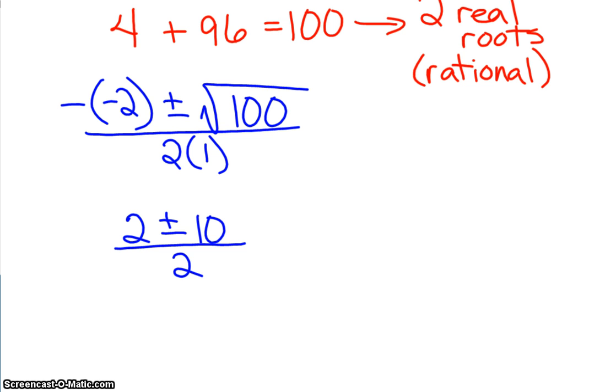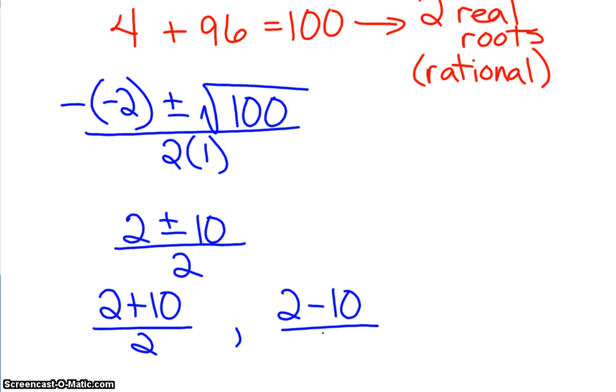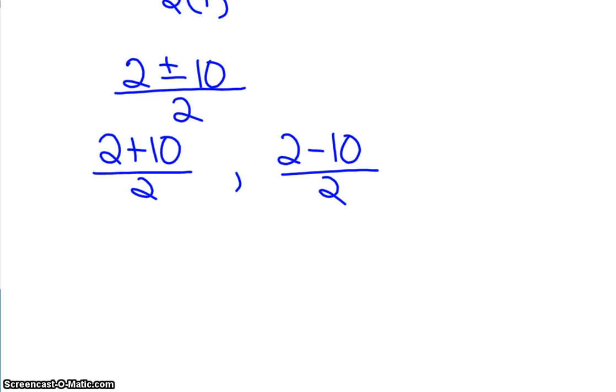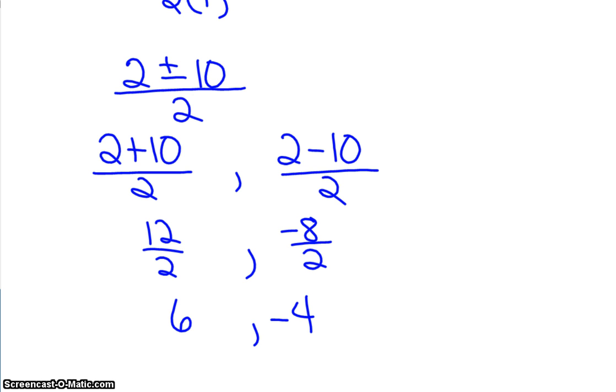This means I actually have two problems, 2 plus 10 over 2 and 2 minus 10 over 2. When I do 2 plus 10 over 2, that's 12 over 2, which is 6. When I do 2 minus 10 over 2, that's negative 8 over 2, which is negative 4. This concludes our lesson on solving quadratic equations.